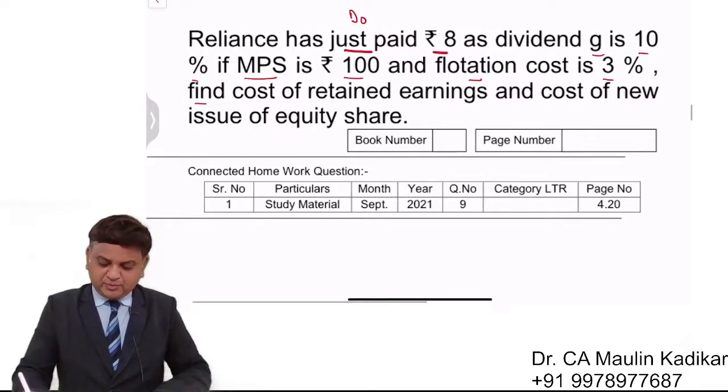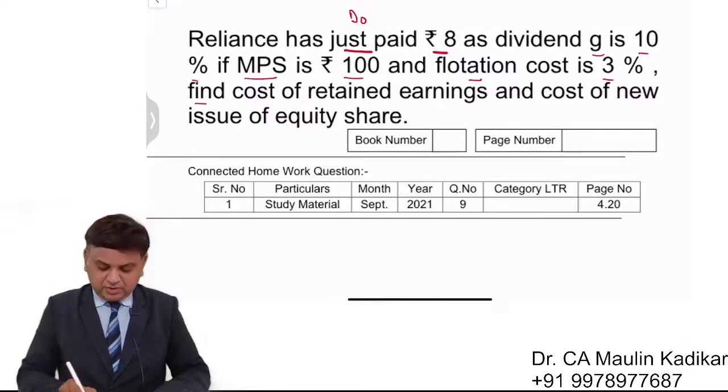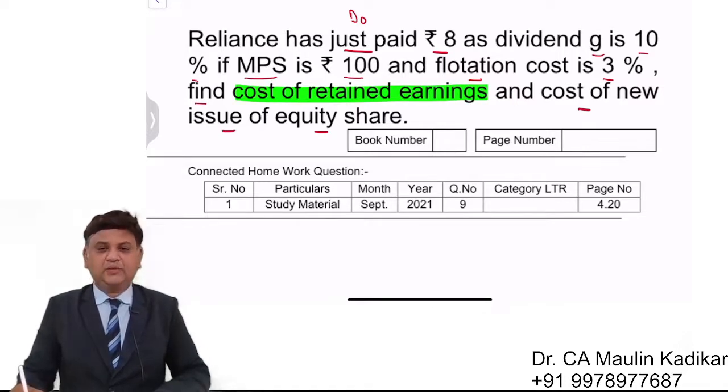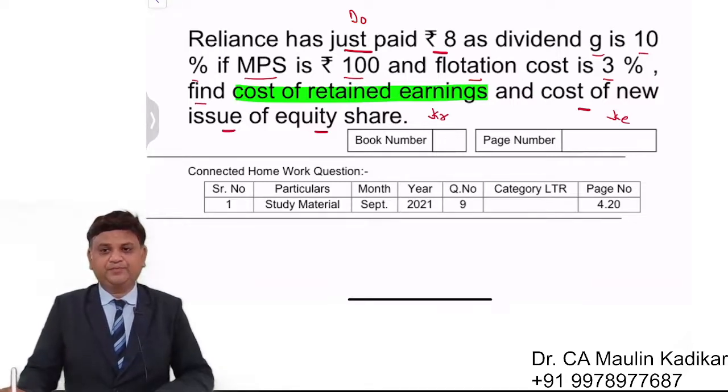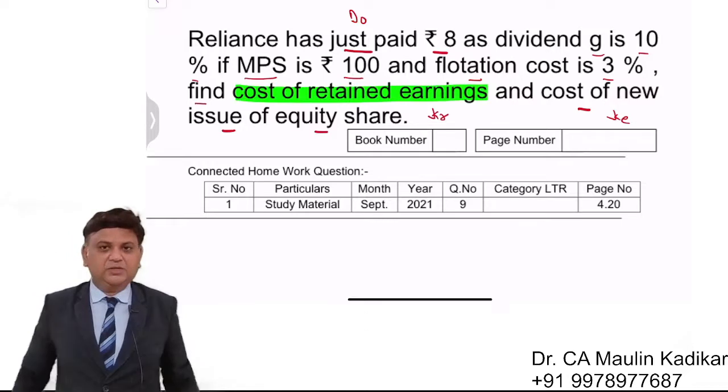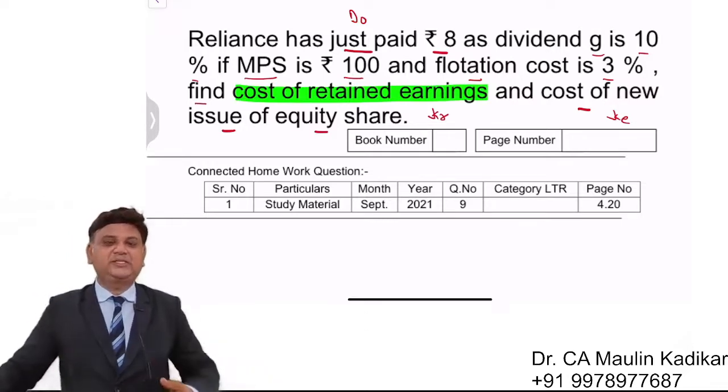Find, highlight the portion. There is a new point over here. Cost of retained earning and cost of new equity share. So we are required to make the calculation over here, KR and KE. That is the question. So I want you to make the calculation of the KE and put your answer in the chat box.